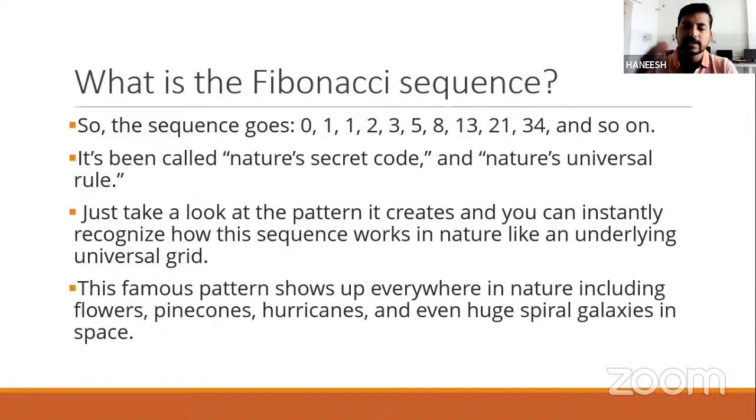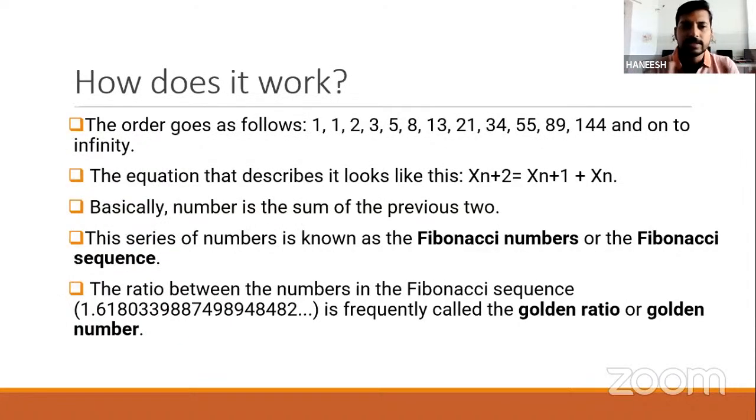And with everything, there is an underlying grid. For every evolution, there is already a grid that is going to be evolved into a structure. And this grid contains all the mathematical and scientific formula of how it's going to evolve. So as I said, these famous patterns are shown everywhere in nature. This is the order till infinity, and the equation looks like this.